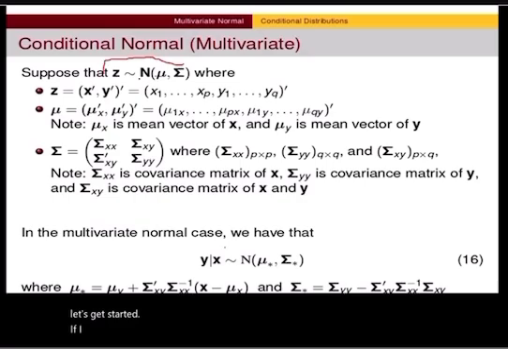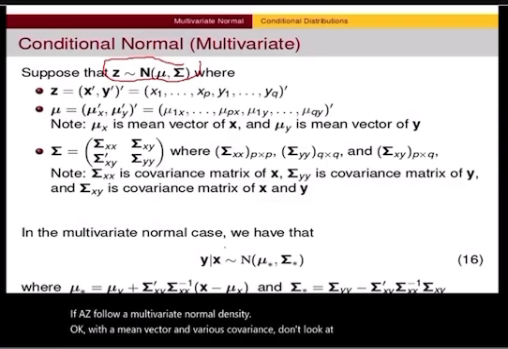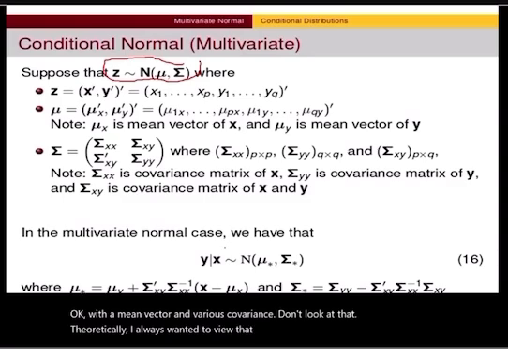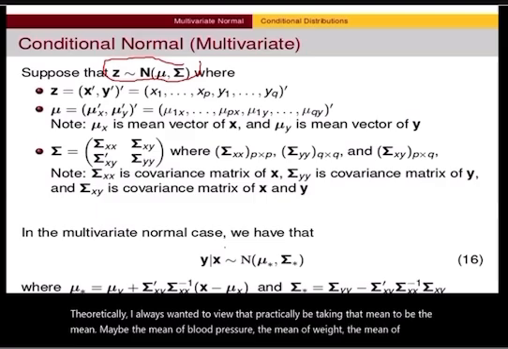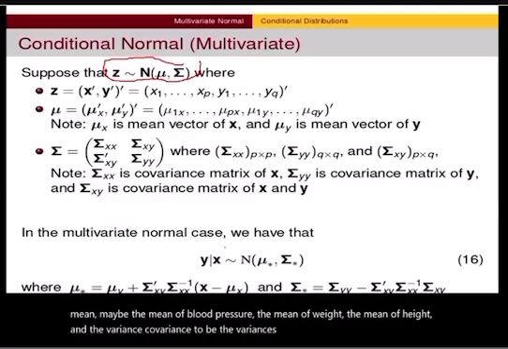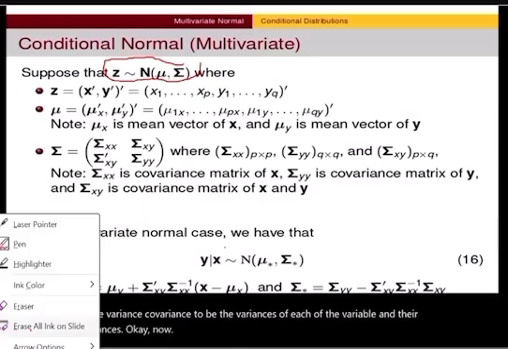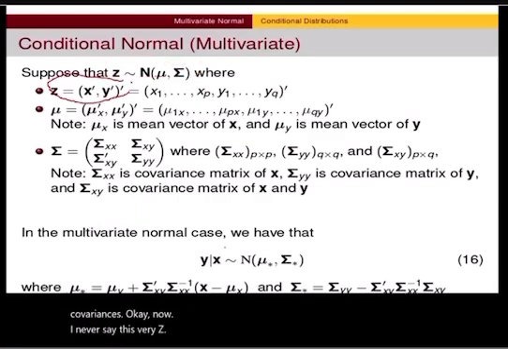If Z follows a multivariate normal density with a mean vector and variance covariance, don't look at that theoretically. I always want you to view that practically, taking that mean to be maybe the mean of blood pressure, the mean of weight, the mean of height, and the variance covariance to be the variances of each of the variables and their covariances. Now, let me tell you this: this very Z is a combination of X and Y. X from X1 to XP, Y from Y1 to YQ.